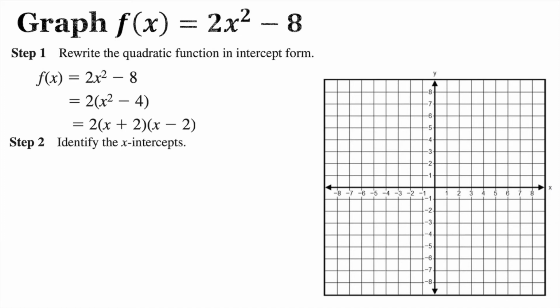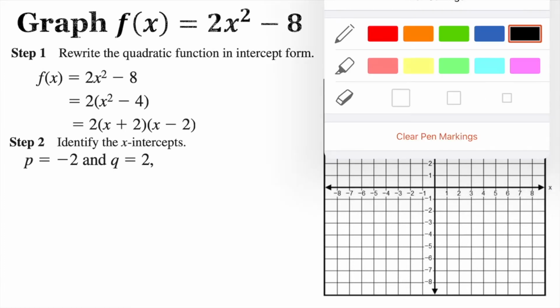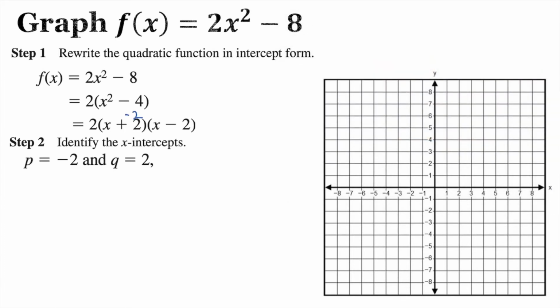And now I want to identify the x-intercepts, which are p is equal to negative 2. Again, we're taking the opposite sign here. And q is equal to 2, because we're taking the opposite sign for when we use the zero product property and solve. So now I want to plot these 2 points. (-2, 0) and (2, 0).